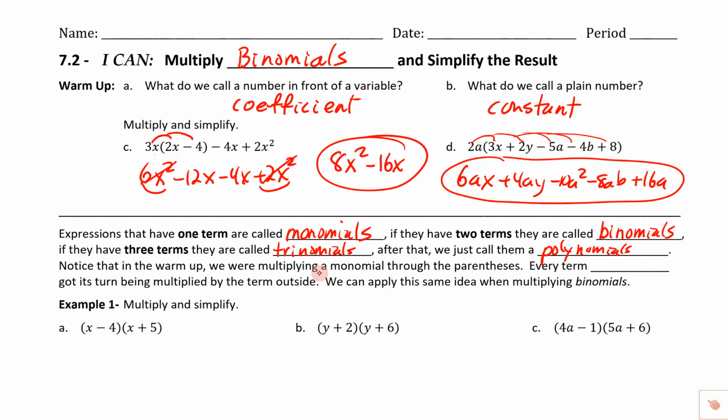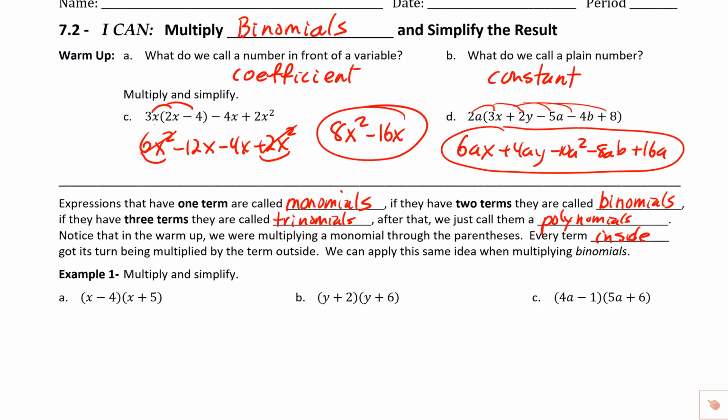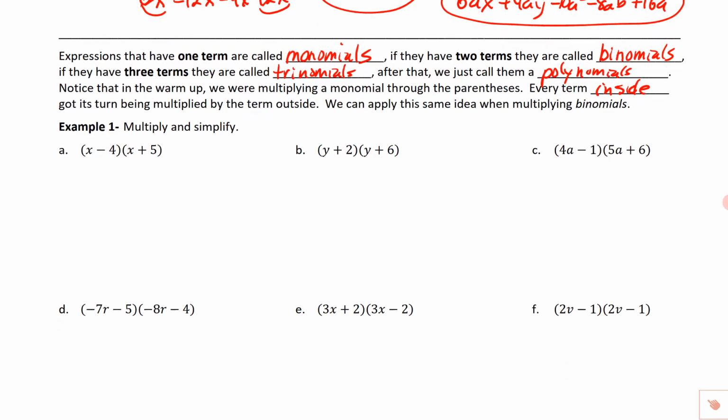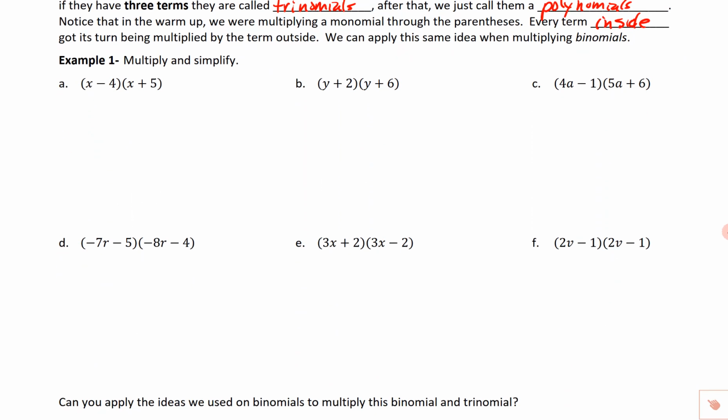Now, in the warm-up, what we were doing here is we were multiplying a monomial through to what's in parentheses. Every single term on the inside got its turn being multiplied by that factor on the outside. And we can apply the same idea when we're learning how to multiply binomials. So I'm going to slide down here. We're going to go ahead and take a look at a couple of these examples.